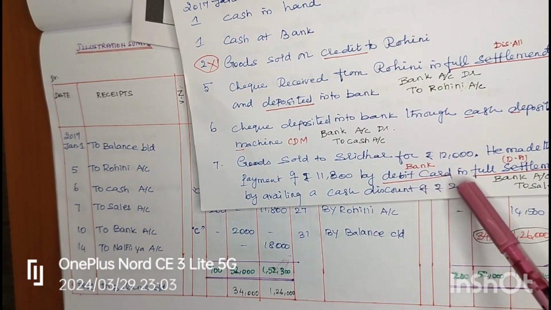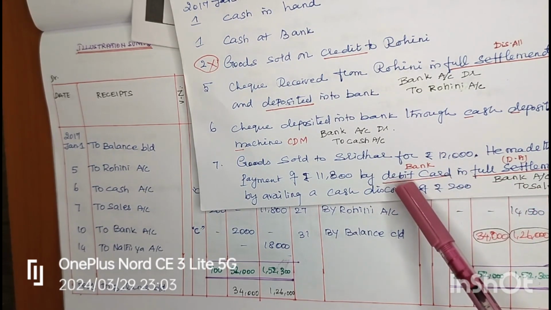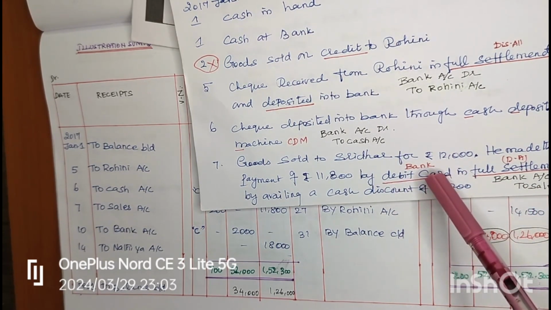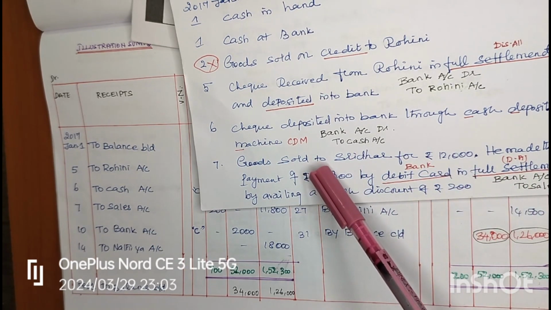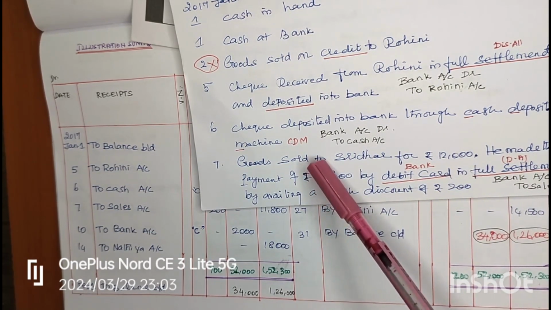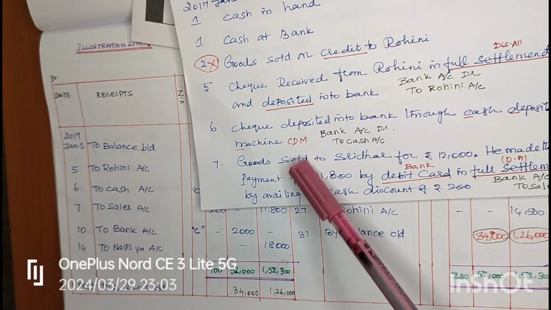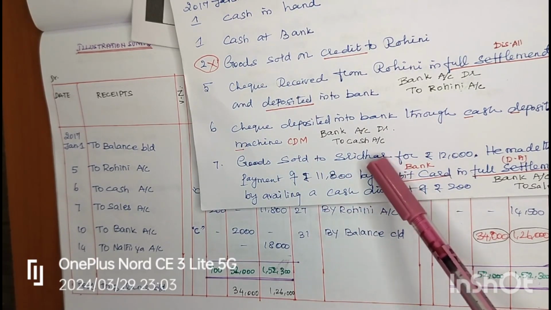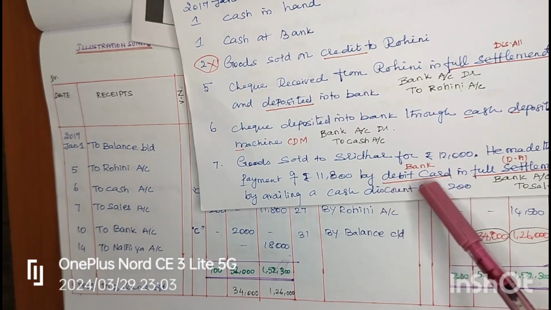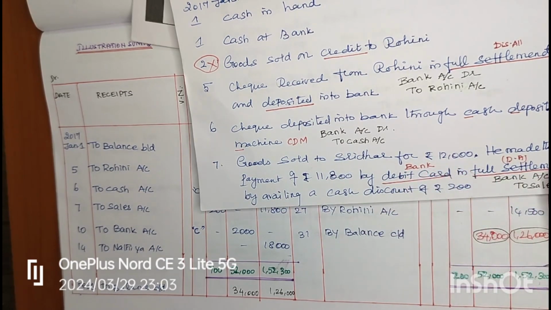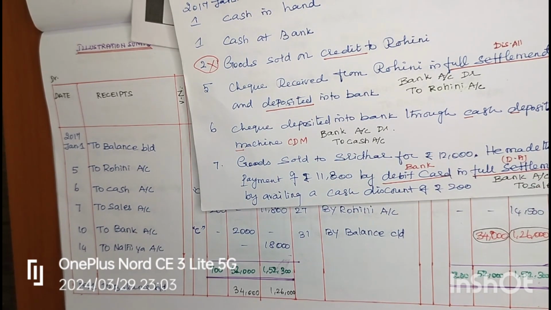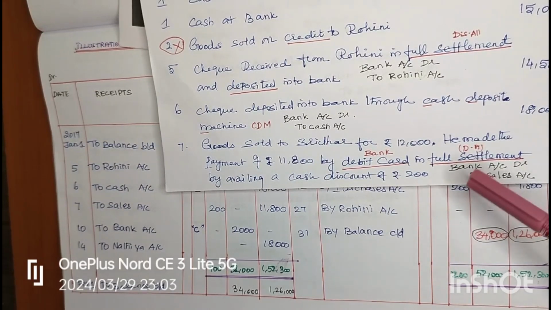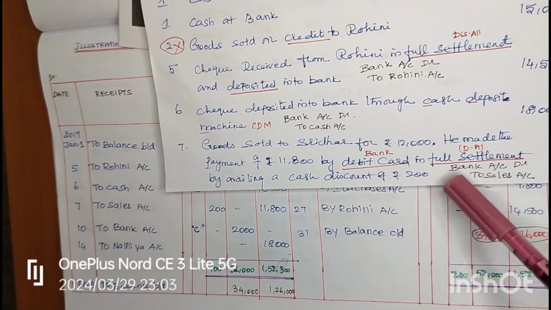Okay, so what is the journal entry? Your bank debit card means bank. So your bank account increased whenever you made sales. Your bank account or cash account increases. Here Sridhar made a purchase through debit card, through bank, means your bank account increases. So how? Through sales. So what is the journal entry? Bank account debtor to sales account.